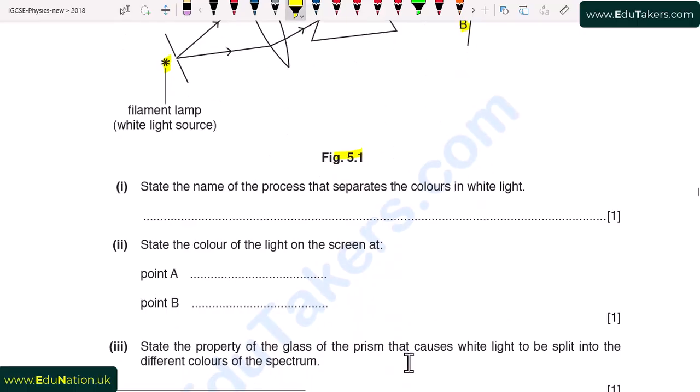Part first, state the name of the process that separates the colors in white light. So this phenomenon is basically dispersion, which is used to separate the colors in white light. I write here it's dispersion.